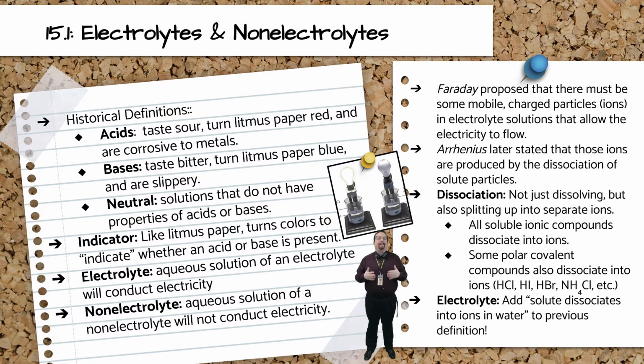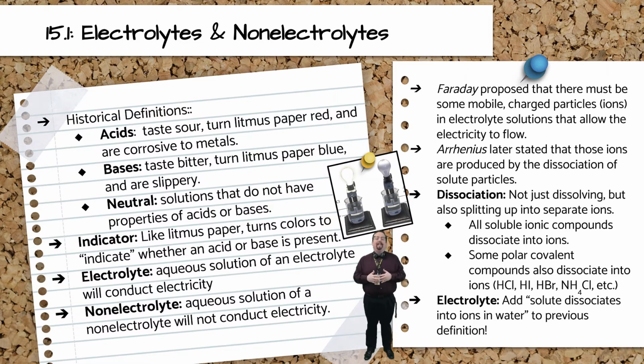Litmus is a plant-based indicator. Soaking a piece of paper in litmus, drying it out, and then placing that paper in a solution could result in a predictable color change, red for acids and blue for bases. We call that an indicator because it indicates whether the solution is an acid or a base.